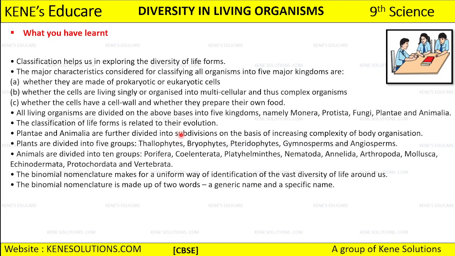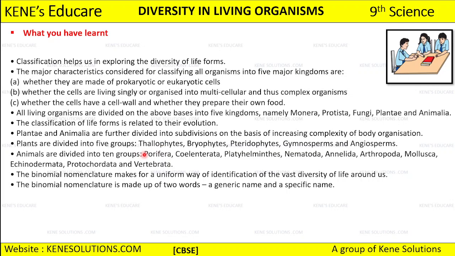So we have started the lesson itself by studying about the evolution, right? So Plantae and Animalia, they are further divided into subdivisions on the basis of increasing complexity with respect to body organization. So Kingdom Plantae and Kingdom Animalia we have divided into further subdivisions because the complexity is increasing day by day with respect to their body organization.